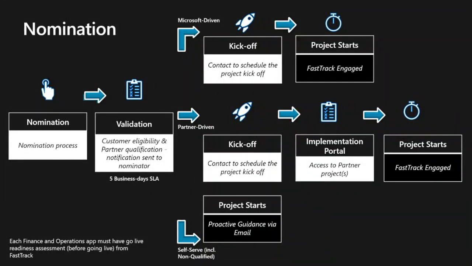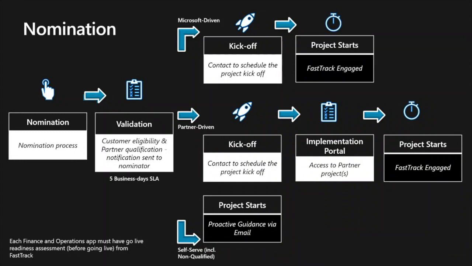And here we will look at investment and scope and partner qualification. We normally spend around 5 business days on this step before we get back to you. And it's going to be the nominator who will be receiving the initial communication from us. If the nomination is qualified, we will initiate a Microsoft-led engagement or a partner-led engagement.